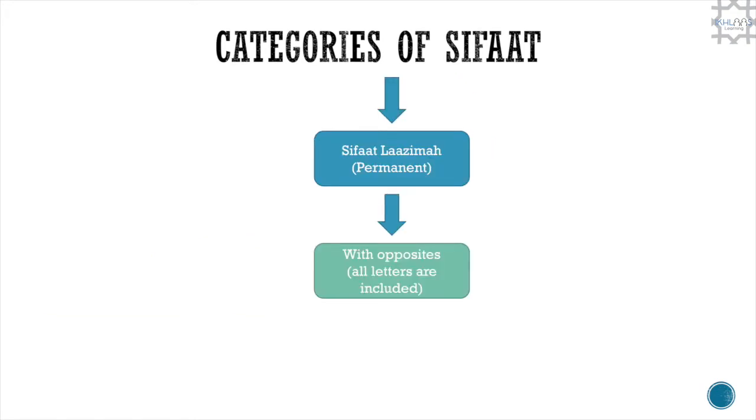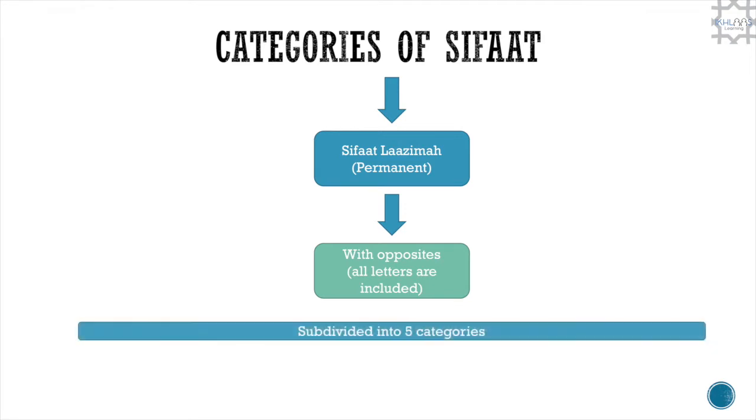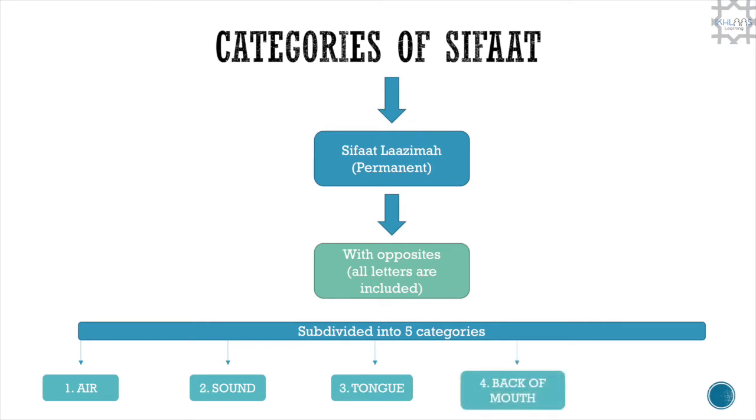Sifaat Lazima with opposites where all the letters are included are subdivided into 5 categories. Number 1, air. Number 2, sound. Number 3, tongue. Number 4, back of the mouth. And number 5, pronunciation. Each letter will fall into one of these categories.